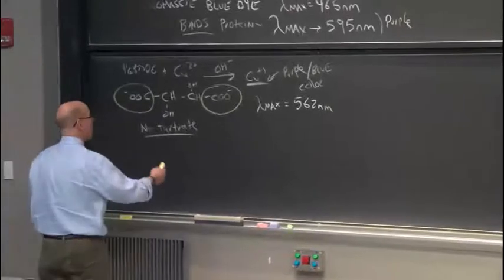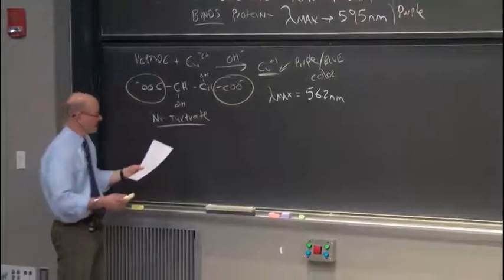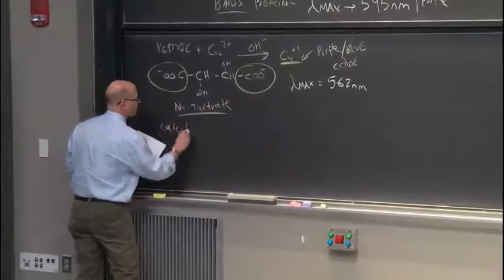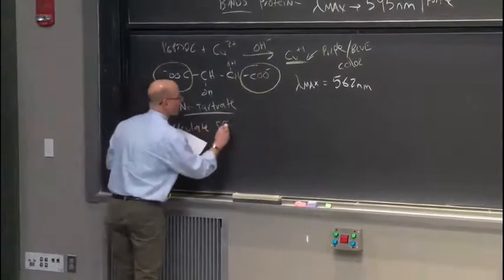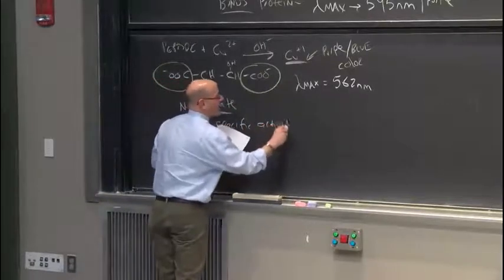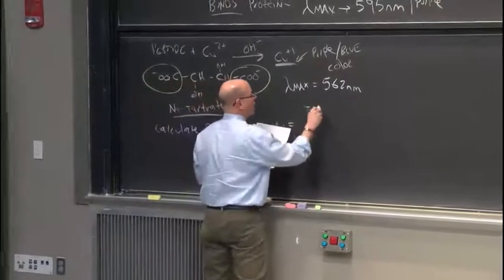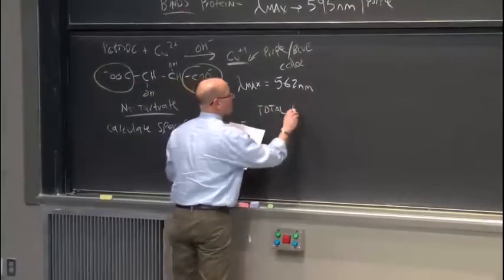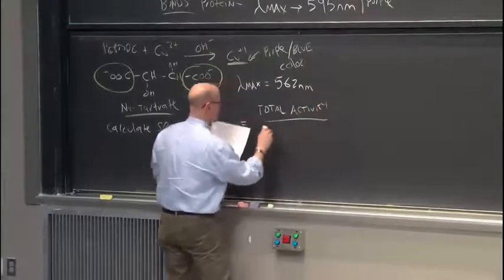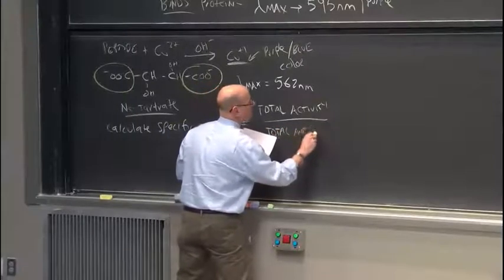Once I know now what my protein concentration is and I know what my activity is, now finally I can calculate the specific activity. Because my specific activity is simply the total amount of activity divided by the total amount of protein.